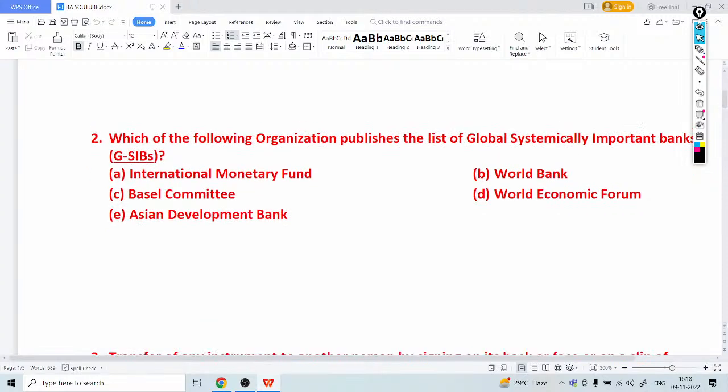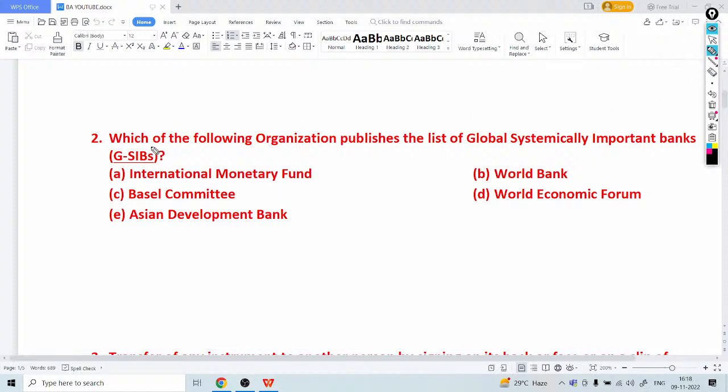Next comes: which of the following organizations published the list of the global systemically important banks? Is it the International Monetary Fund, World Bank, Basel Committee, Asian Development Bank, or World Economic Forum?